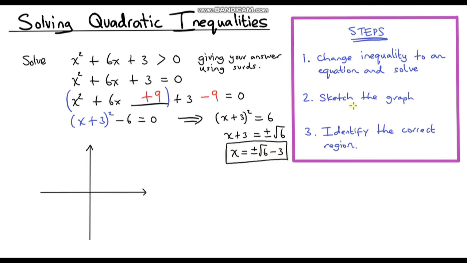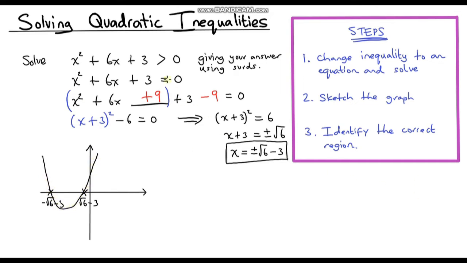Now we can sketch the graph. So let's plot our two roots first. So the first one is going to be negative root 6 minus 3. So let's say that that is over here. Negative root 6 minus 3. And then our other solution will be positive root 6 minus 3, which will be somewhere around here, because I know that square root of 6 is less than 3. So it's going to be slightly negative. So that's going to be root 6 minus 3. And now if we draw in the curve, it's going to be a U shape because it's a positive coefficient. So it's going to look something like this.